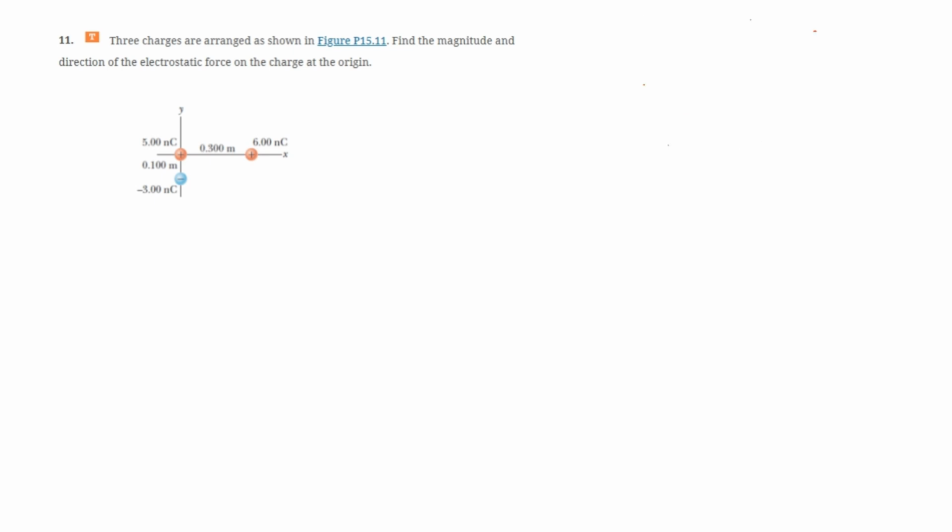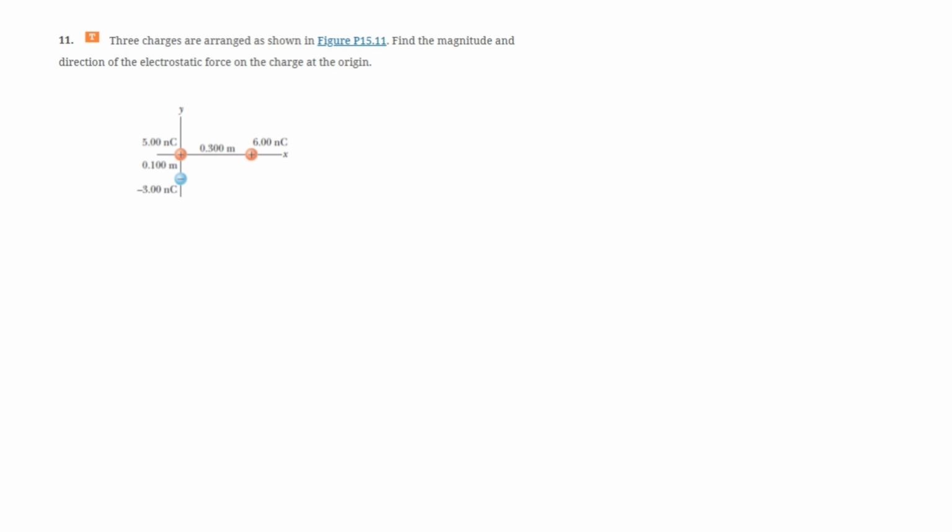So they say three charges are arranged as shown below. Find the magnitude and direction of the electrostatic force on the charge that is at the origin. So basically, we want to find the force acting on the charge of 5 nanocoulombs. So let's analyze quickly the direction of the forces that are acting on the charge.